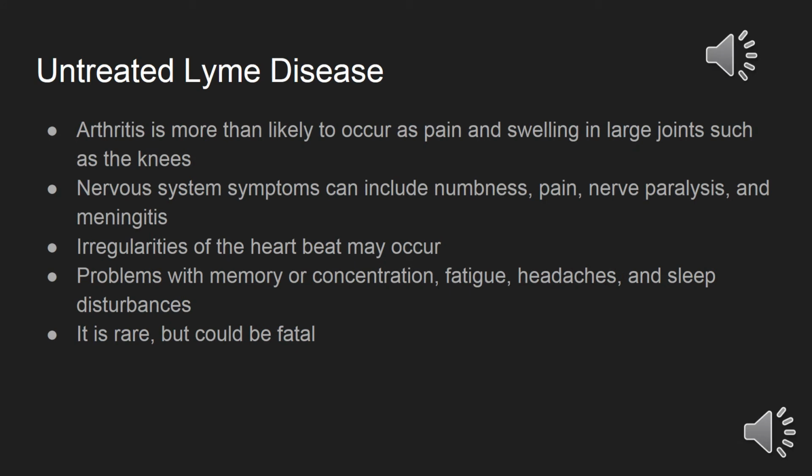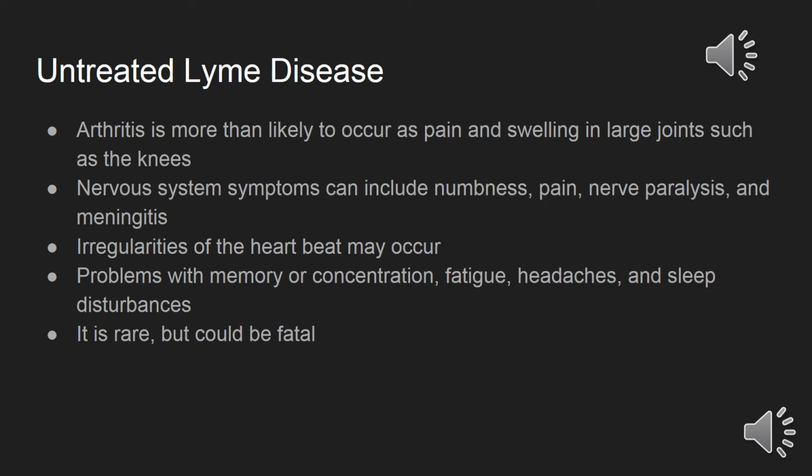Now we have untreated Lyme disease, where if you do not treat it, it could become very dangerous to your body. What I found was that arthritis is more than likely to occur, as pain and swelling in large joints, such as the knees. If you think of someone who has arthritis and is always in pain, that will be you if you don't end up treating your Lyme disease. Nervous system symptoms can include numbness, pain, nerve paralysis, and meningitis. So your body can be totally messed up if you don't treat this, and your nervous system could end up shutting down.